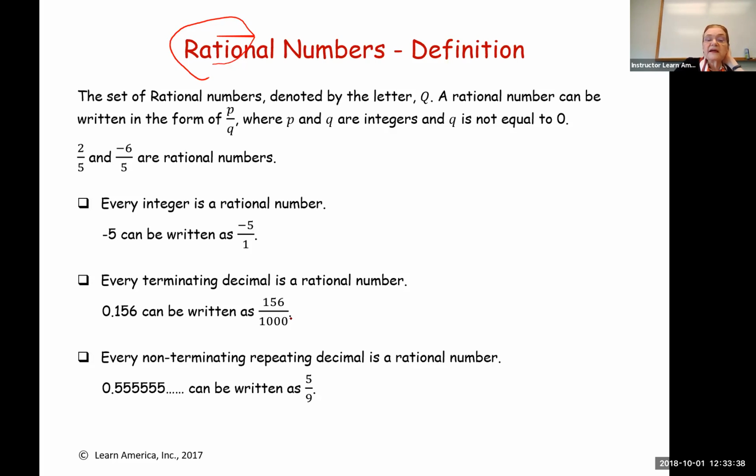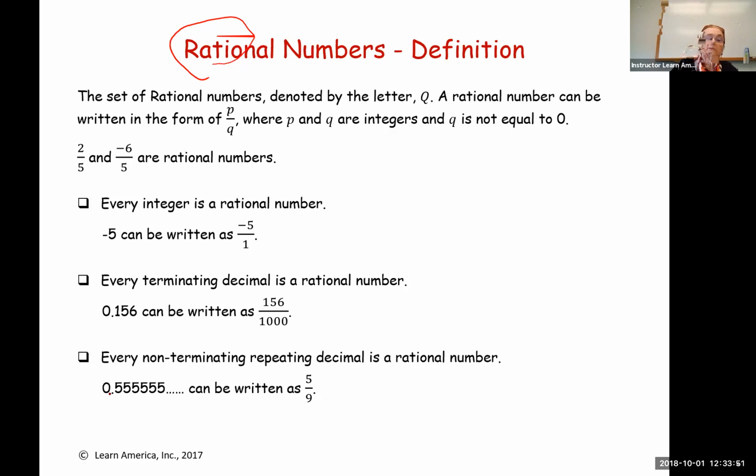A non-terminating repeating decimal, that is one with a set repeating pattern, is a rational number. Now, we don't have to go into how we work this out right now, but for example, if we have 0.5555 and that goes on forever, that can be written as 5 over 9. You can check it out, by the way. Put 5 over 9 in your calculator and see what happens.